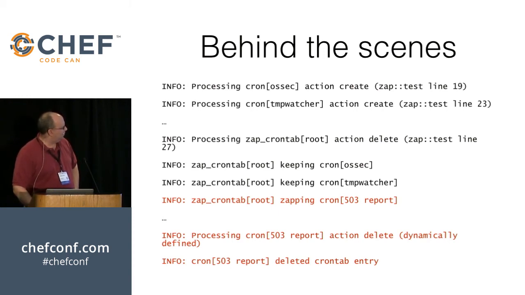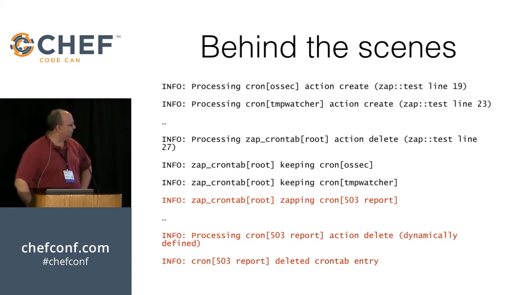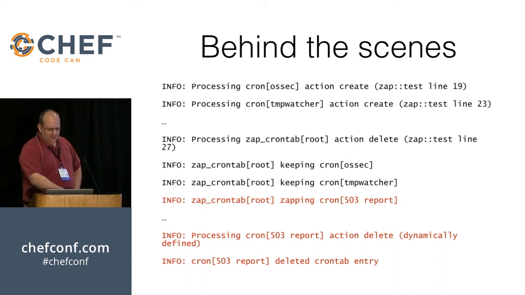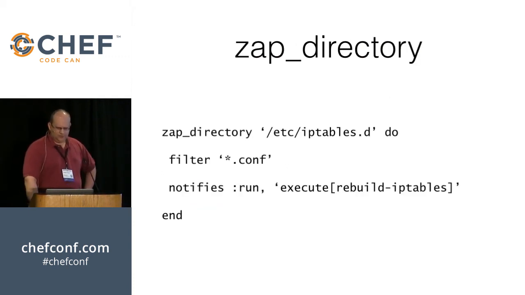It walks through and says, oh, well, there's a resource for OSSEC, keep your temp watch, and this magic line here, which is we're zapping the 503 report. And then it actually goes through and adds a new resource in there, a cron resource that'll actually do the action delete.